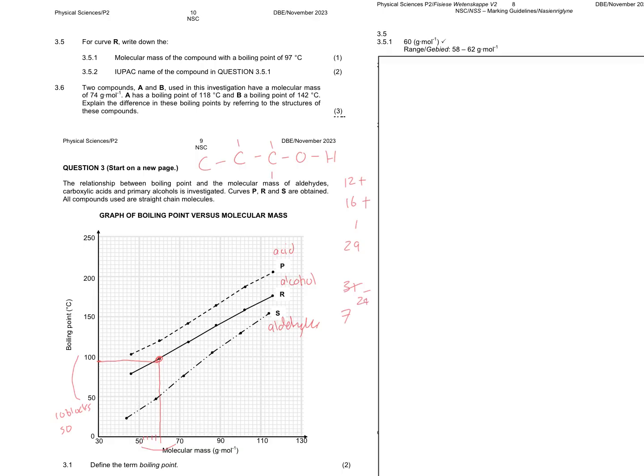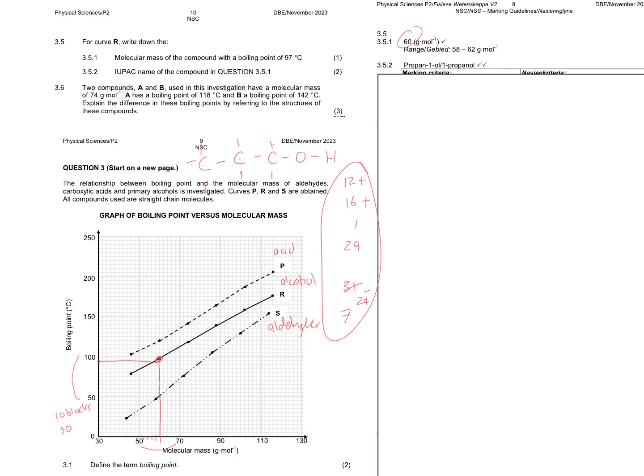And so I add 1, 2, 3, 4, 5, 6, 7 hydrogens. So it has 3 carbons, 8 hydrogens, and 1 oxygen. And that number adds up to 60. So they are asking, what is the IUPAC name? It is a 3-carbon primary alcohol. The alcohol group is on the first carbon. It's propan-1-ol, or 1-propanol.